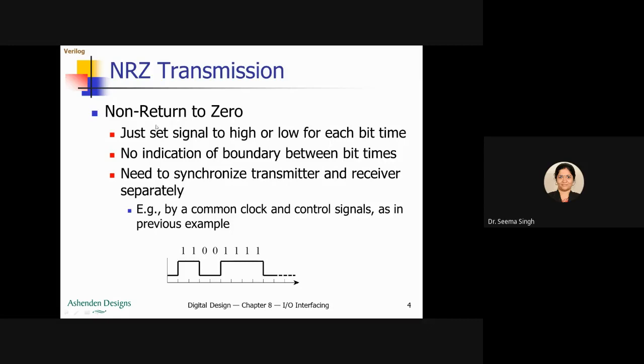So what happens in this is it sets the signal to high and low for each bit time. As you can see, there is no indication of boundary between times, and the signal does not return to zero anytime. It does not return to zero anytime means you can see this signal transferring 11001111, and you can see that it is not zero anytime.